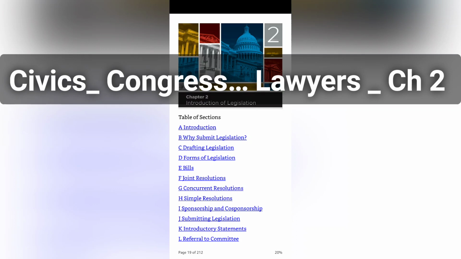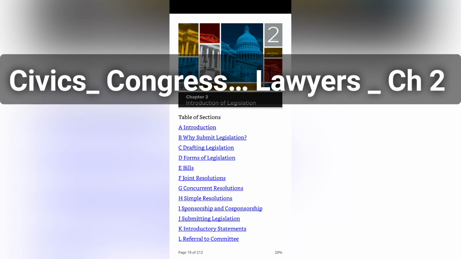Part D. Forms of legislation. There are four forms of legislation, each of which has a specific purpose. Which legislation is appropriate and is used depends on that purpose. These forms of legislation are the same in both chambers.